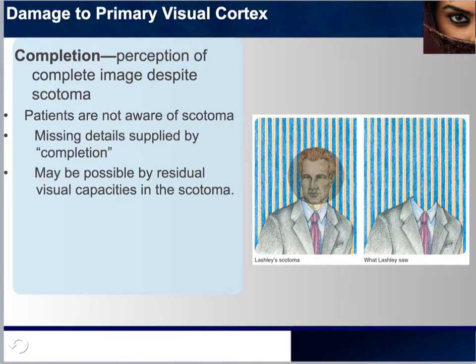Here we see an extreme case of a patient, Lashley. This is what Lashley saw because of scotoma. However, Lashley, because of completion, associated with her cognitive process of what makes sense, what head would fill in here, we see that she would perhaps picture an individual that fit a criteria that was associated with her schema.